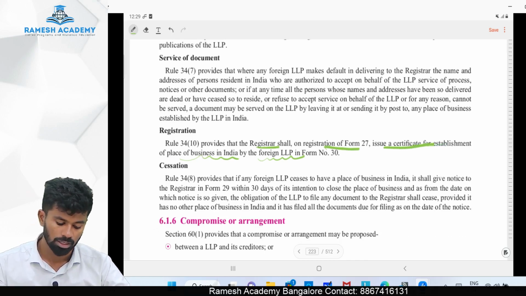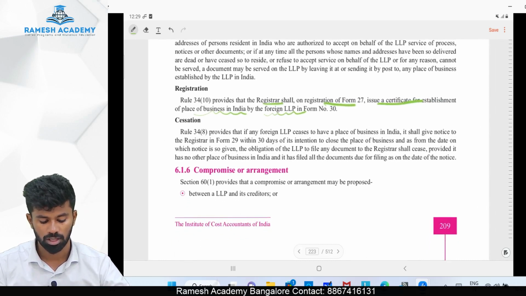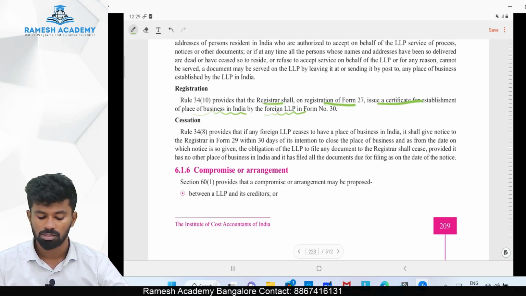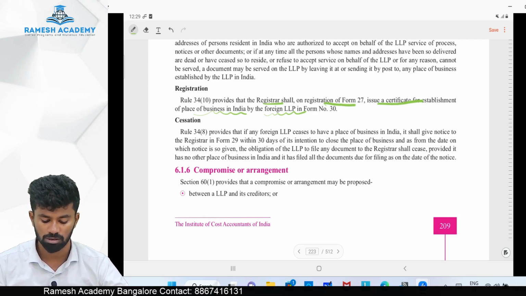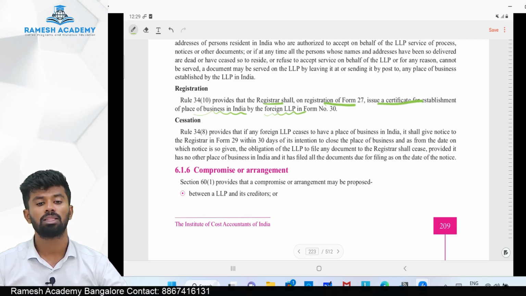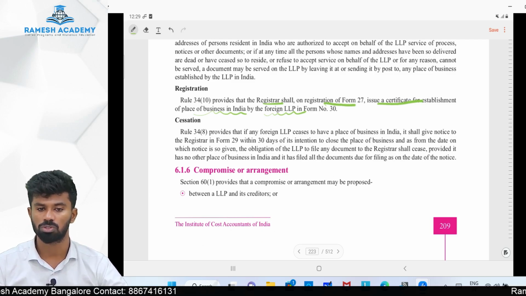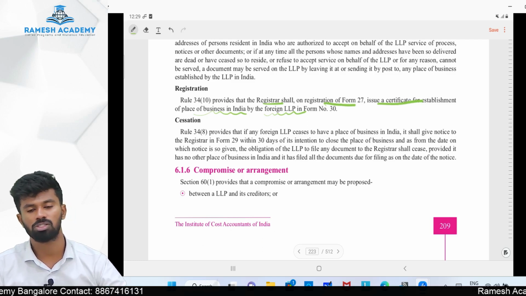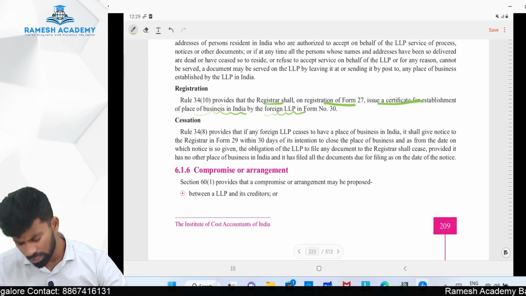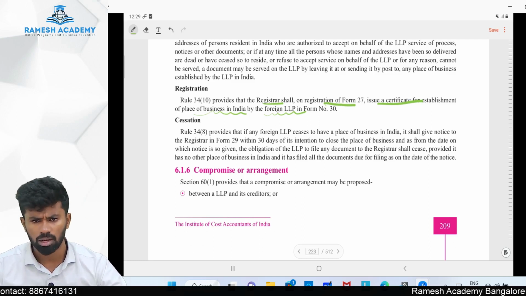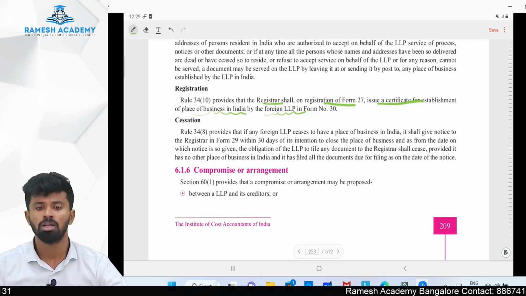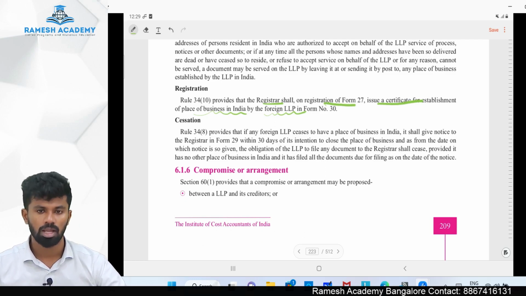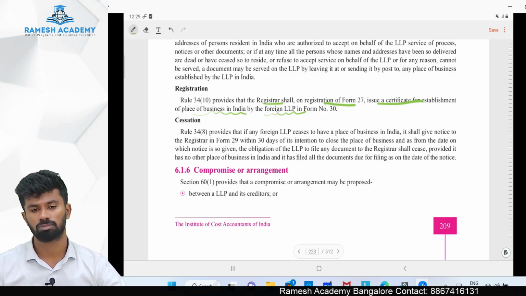Done? Yes. Cessation. If any foreign LLP ceases to have a place of business in India, it shall give a notice to the registrar in the form number 29 within how many days of intention to close it? Within 30 days of its intention to close the place of business. It has to intimate to ROCs. So, in case of foreign LLP, the LLP which is incorporated outside India but has a place of business in India, the moment they come to India, they have to intimate to the ROC.